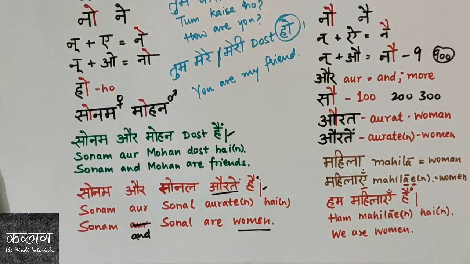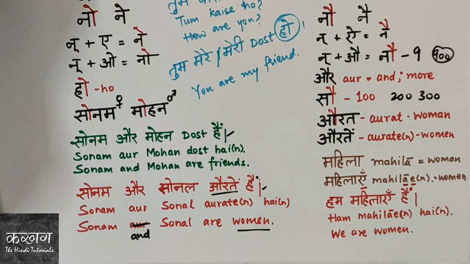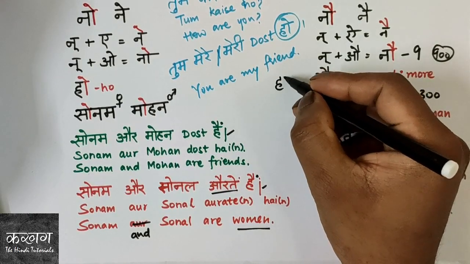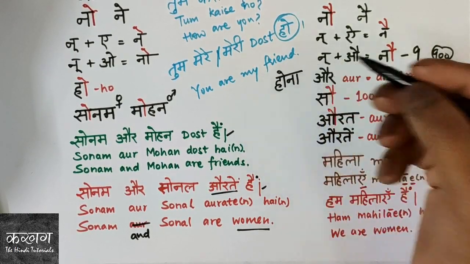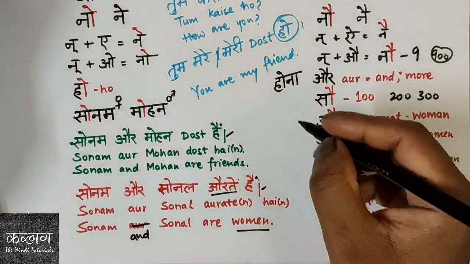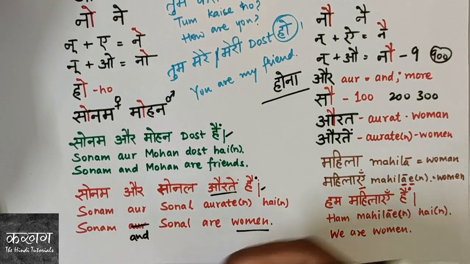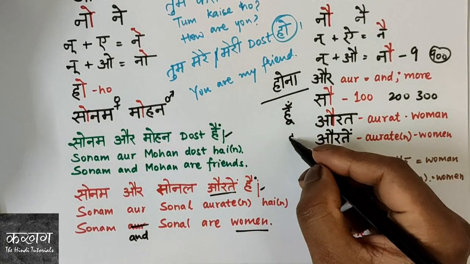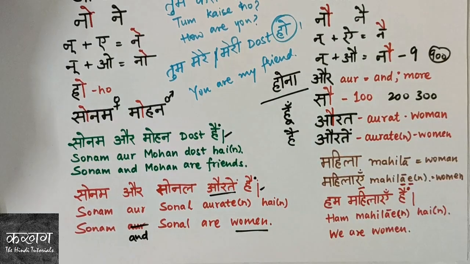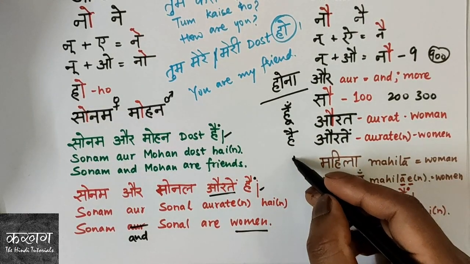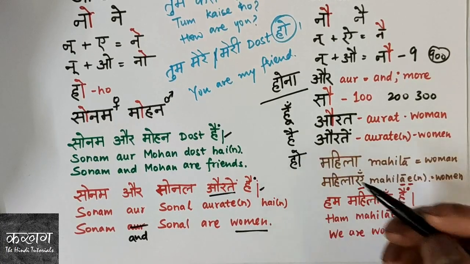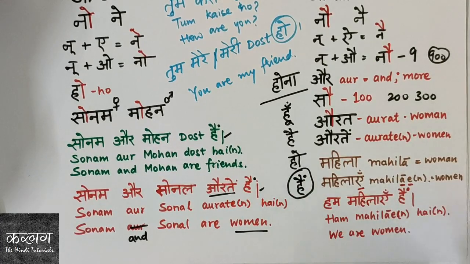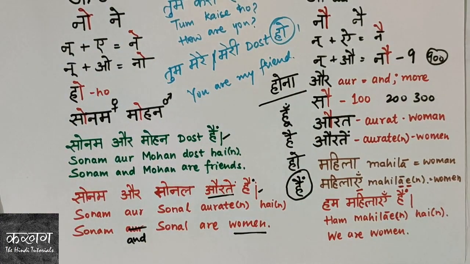Now with these vowels, we have learnt writing all the conjugated forms of hona, in the present indefinite tense. Main hoon, tu hai, ye hai aur wo hai. Then tum ho, and then the plural ones: aap hain, ham hain, ye hain, wo hain, jo bhi hain.